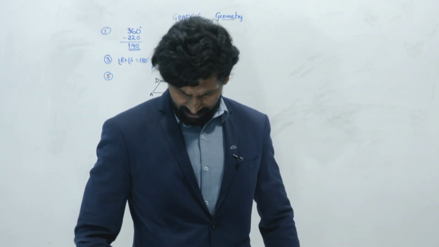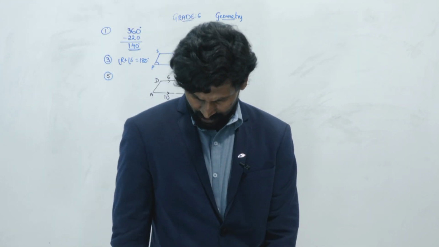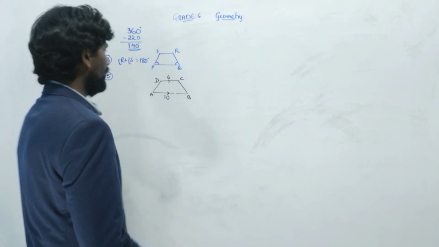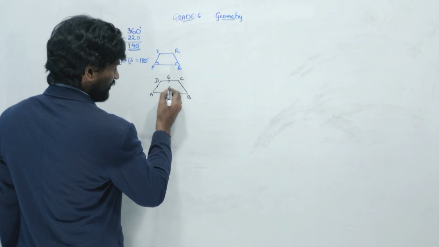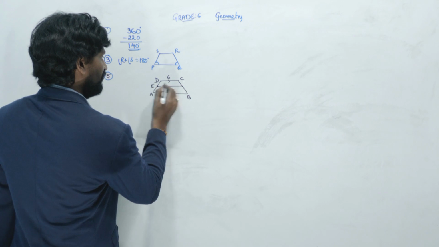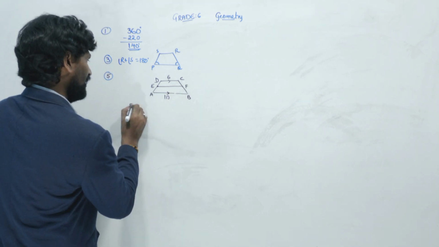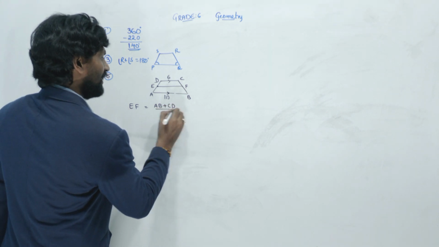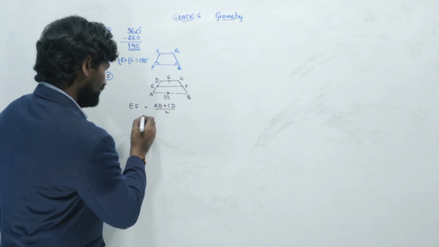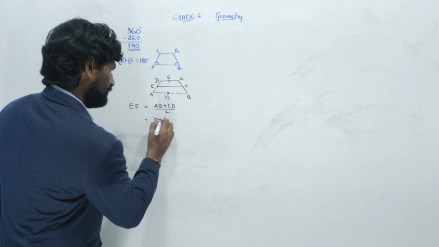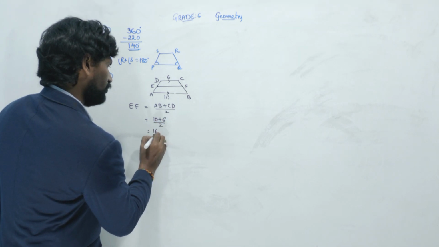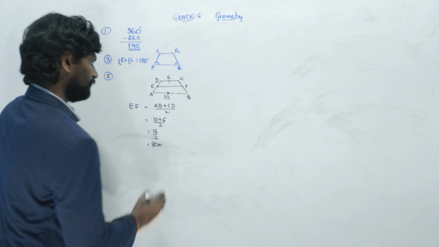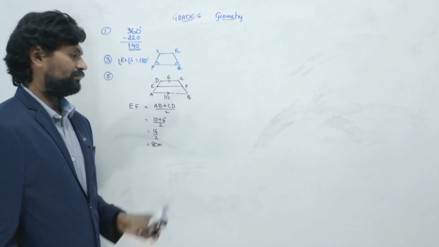Now EF. EF means what? E and F are midpoints. Midpoints are nothing but it can be the median. E and F are the medians. To find the median value, EF is equal to the sum of the parallel sides by 2. That means 10 plus 6 by 2. 16 by 2, nothing but 8 centimeters. This is the formula for median.